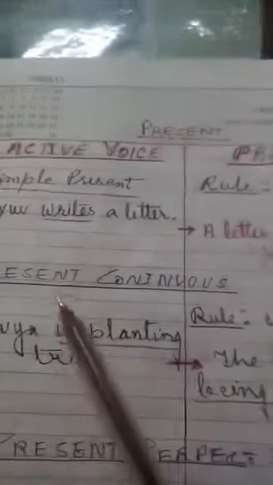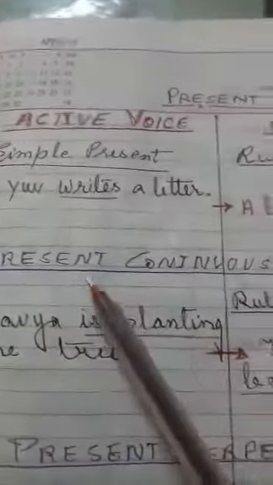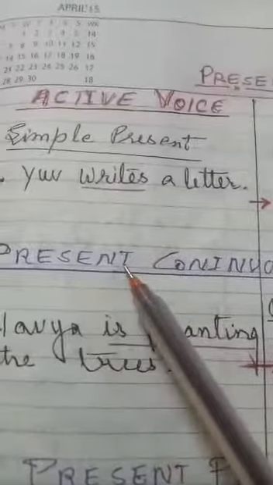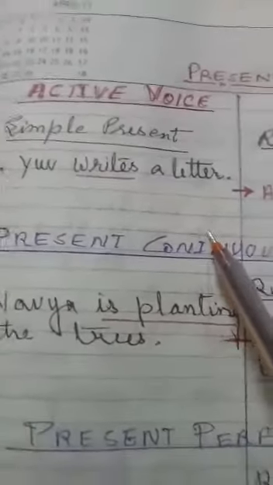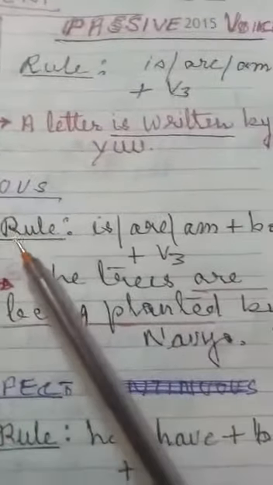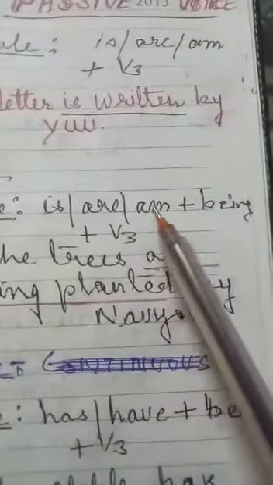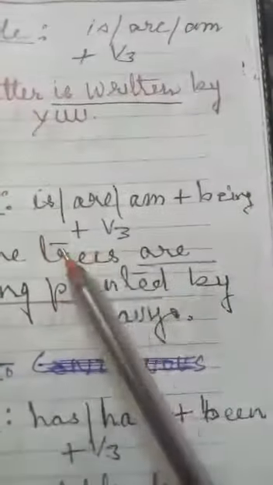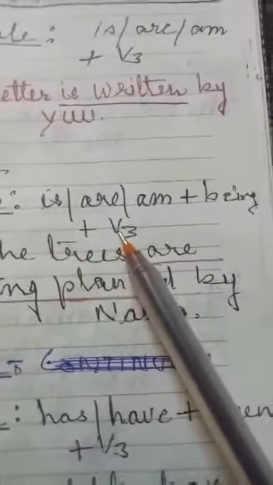Now the present continuous. The rules of the present continuous are is, are, am plus ing with the first form of the verb. But when we are making the passive of the present continuous, the rules are is, are, am plus being plus third form of the verb. Always we use the third form of the verb.